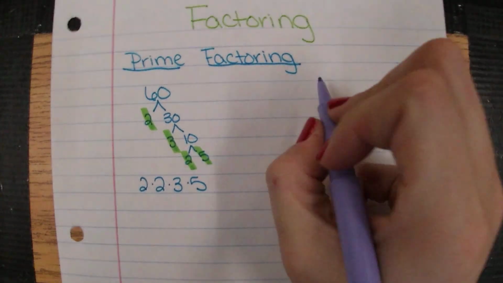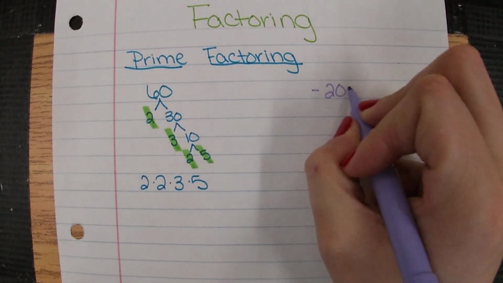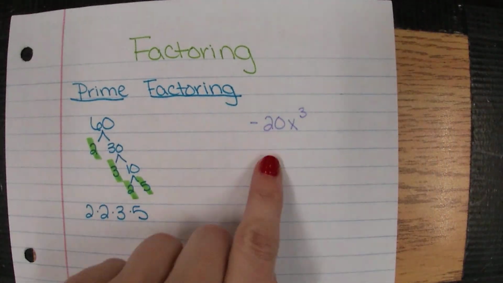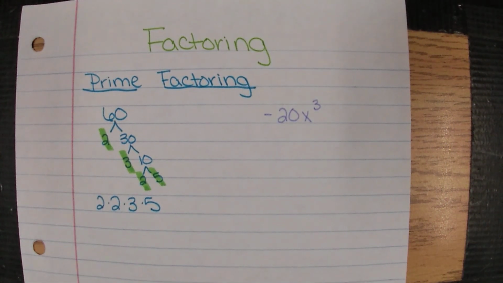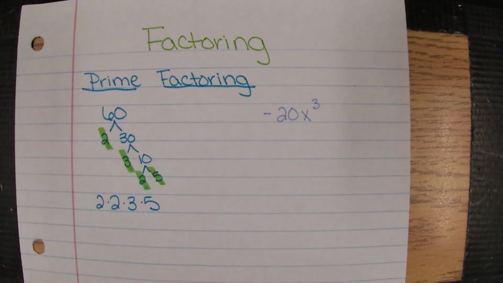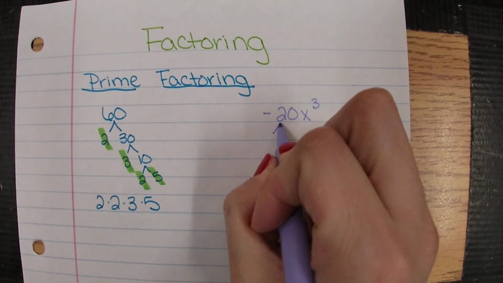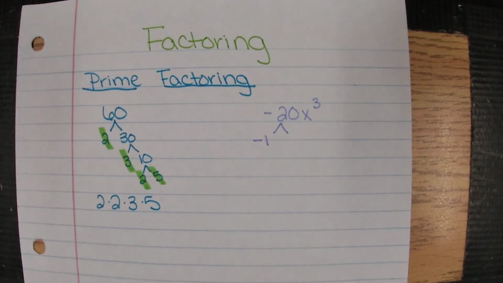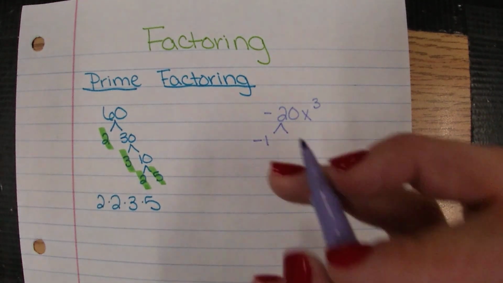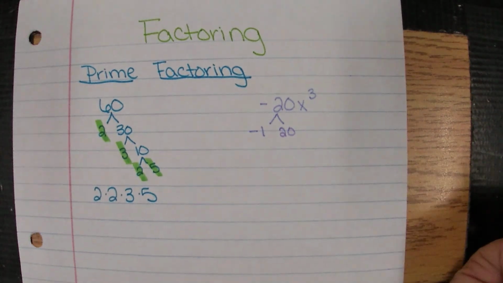Okay, let's say we wanted to prime factor negative 20x to the third. So now we have a monomial. What if we want to prime factor a monomial? Well, the first thing to know is that there are no negative prime numbers, really, except negative 1. We can pull that out. I always say pull out that negative 1 first, because we don't want to pull out anything else and follow that negative all the way through.